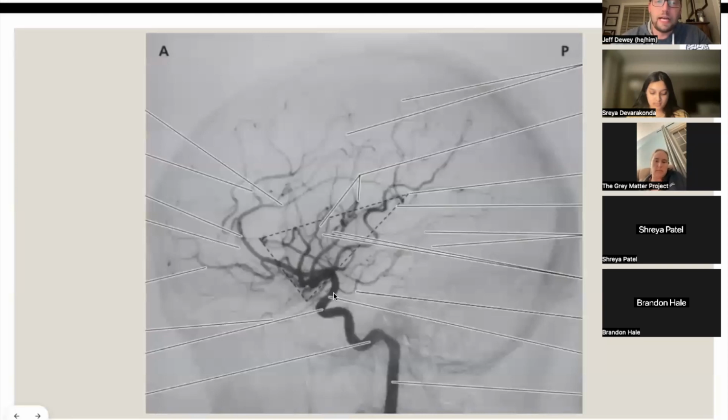This is what the arteries actually look like. This is an angiogram where they injected dye into the carotid artery. And you can see here, this is the carotid. It has various parts as it comes up and then divides into multiple arteries that feed that part of the brain.